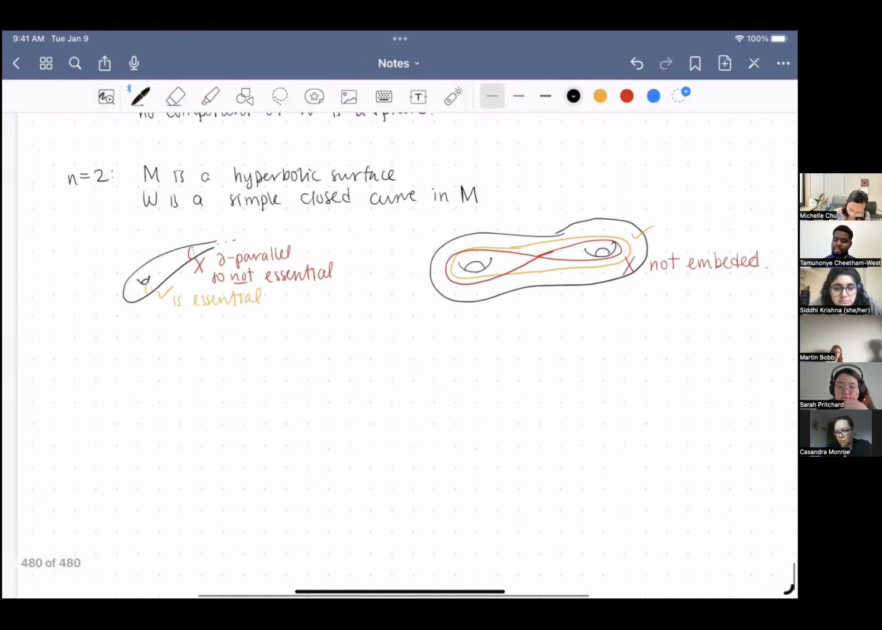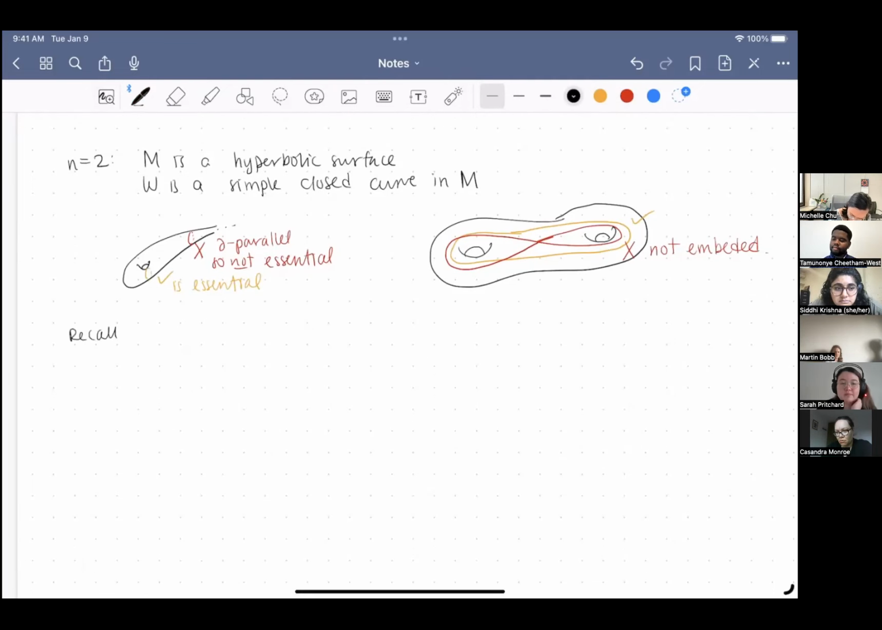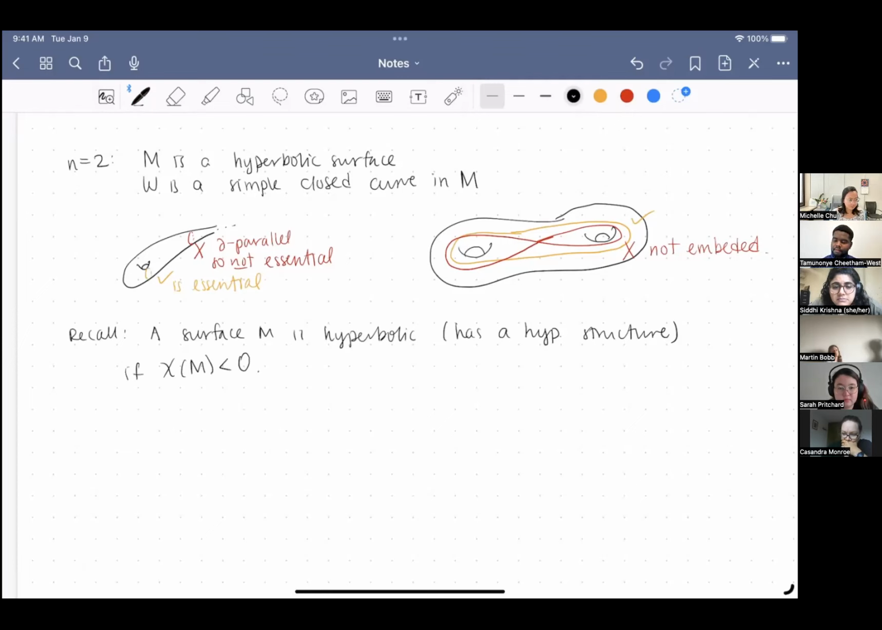Okay, so let me just remind you that a surface M is hyperbolic, or actually has a hyperbolic structure, if its Euler characteristic is negative. Okay, and in this case, M has either no essential simple closed curves or infinitely many.